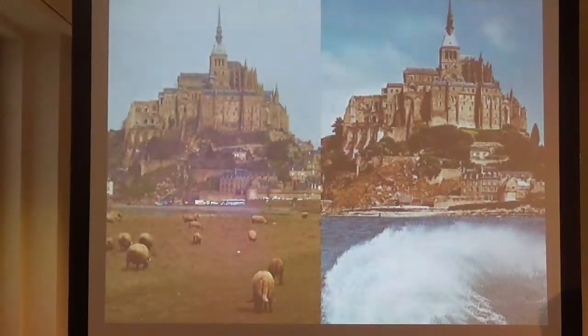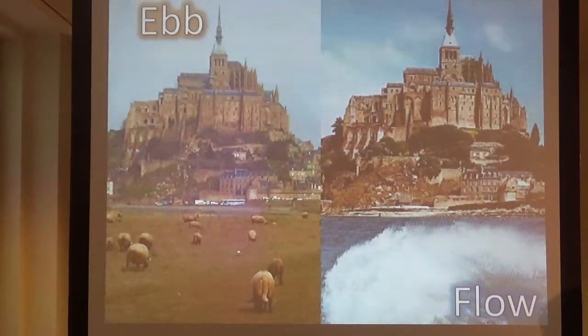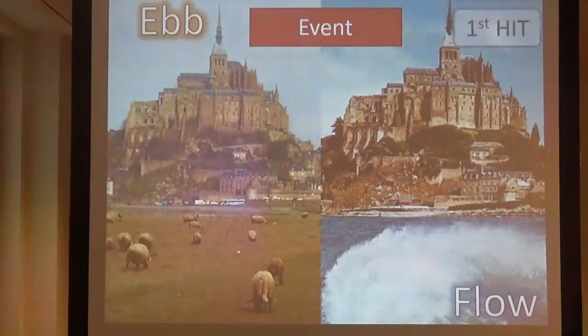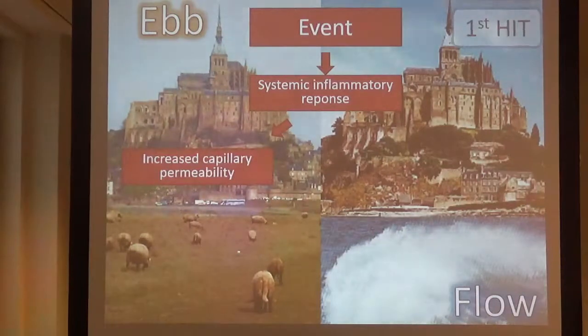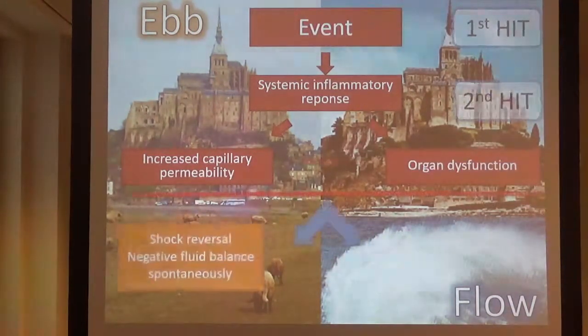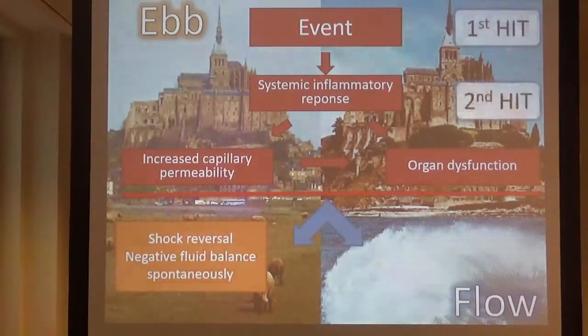It's exactly when your patient is not transgressing spontaneously from the ebb to the flow phase or the polyuric phase of shock. So let's summarize. When you have an event, it's the first hit. It's sepsis, it's trauma, it's burns, and there is a systemic inflammatory response, increased permeability, and the patient will accumulate fluid. And in fact, the amount of fluid accumulated is like a biomarker for critical illness.